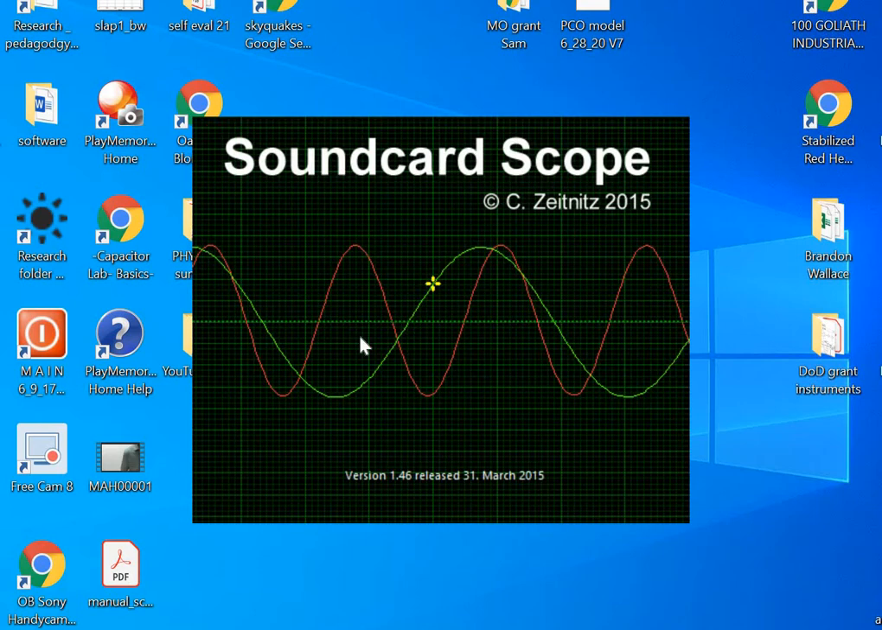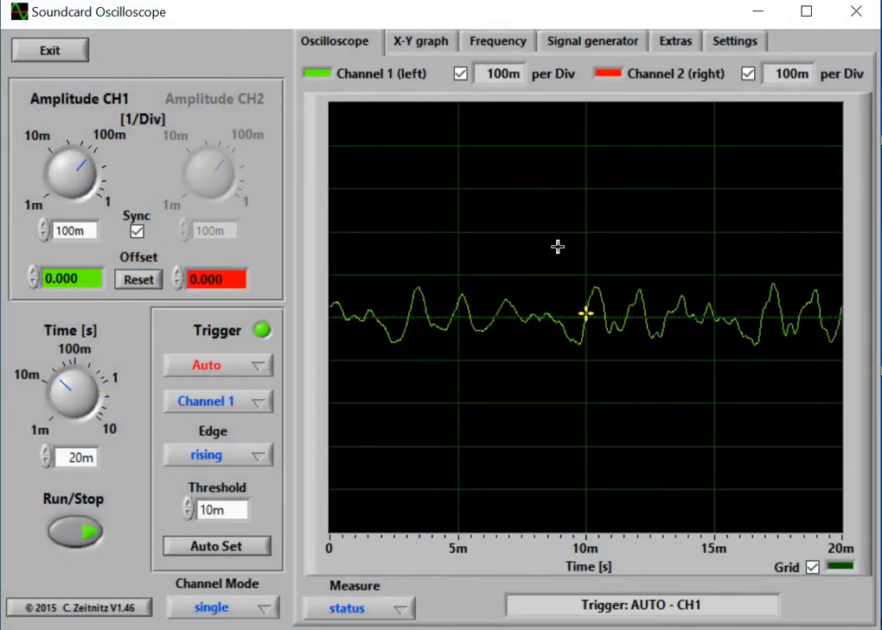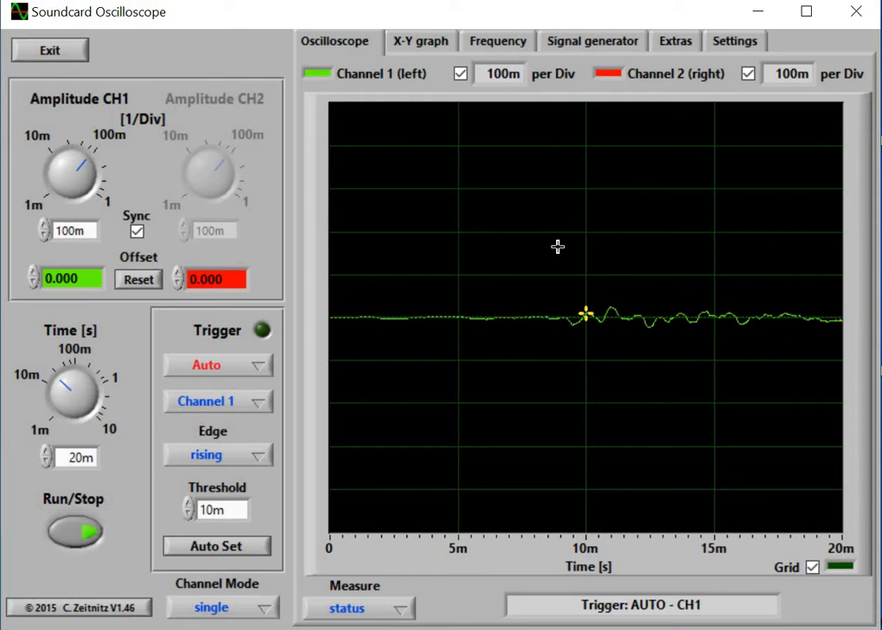Okay, so here it is. And continue. Okay, there you go. Now, what we're looking at, as I speak, is the microphone picking up my voice and transforming those pressure waves into voltages. And this is in the time domain. The y-axis, up and down, is the amplitude. That's the strength of the signal, the loudness. And this is the time axis.